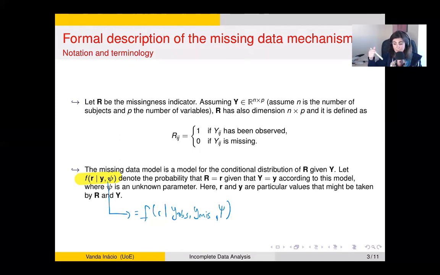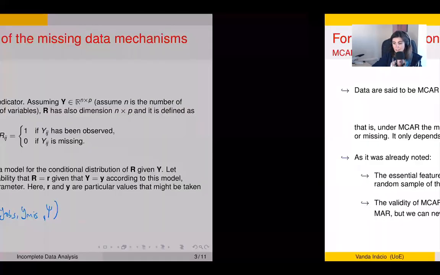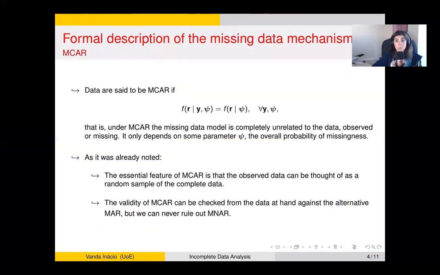And let us see what different missing mechanisms imply about this expression. So let us start with missing completely at random. We know that under missing completely at random, the probability that a value is missing, or the probability of the missing data pattern, is unrelated to the data at all. So basically we can suppress the dependence on Y, and this simplifies to just the probability of the missing data pattern given some parameter psi, which can be interpreted as the overall probability of missingness. So under missing completely at random, this expression of the missing data mechanism simplifies greatly.